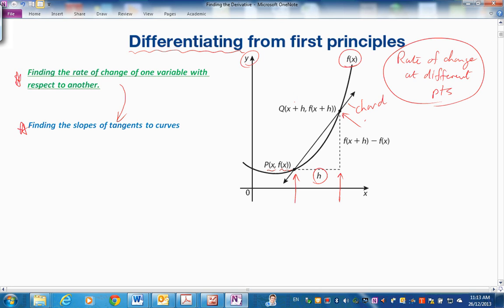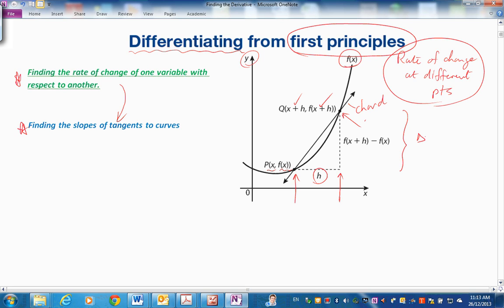So the x coordinate of this point Q is x plus h, and the y value of this point Q, sub it into the function. Remember, that's a common idea. The function expression gives you the value of the y coordinate for a given x coordinate. So this is all in general from first principles, not dependent upon any particular function, but something that we want to be able to do for every function. Find its rate of change at an instant in time, or an instant, a point, an x value on the curve.